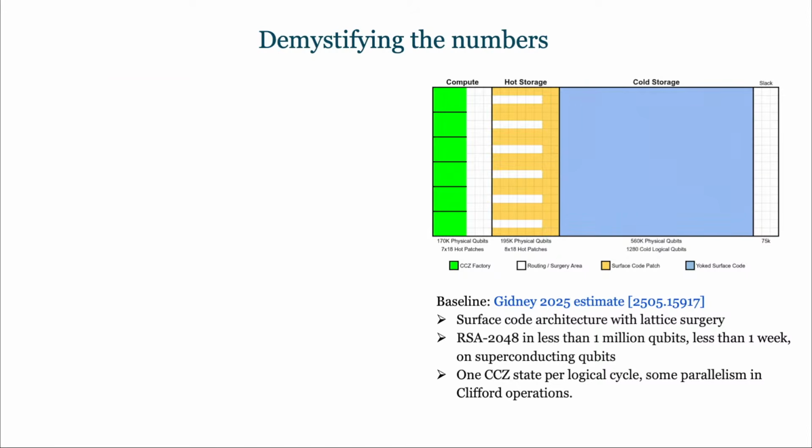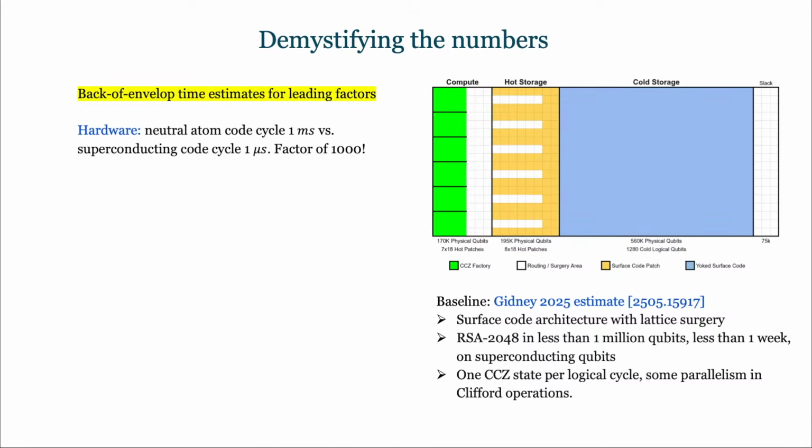Now let me get on to the time overhead. So the biggest factor is obviously hardware. Neutral atom. These new estimates are done with neutral atom qubits. The code cycle in standard assumption is 1 millisecond per cycle, while on superconducting qubits, the code cycle is 1 microsecond. That is a factor of 1,000, and that immediately takes Craig's 5-day estimates to 5,000 days.